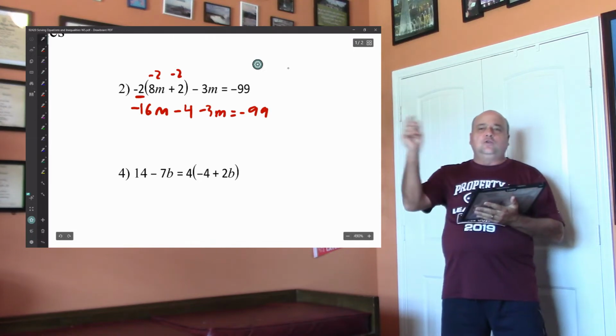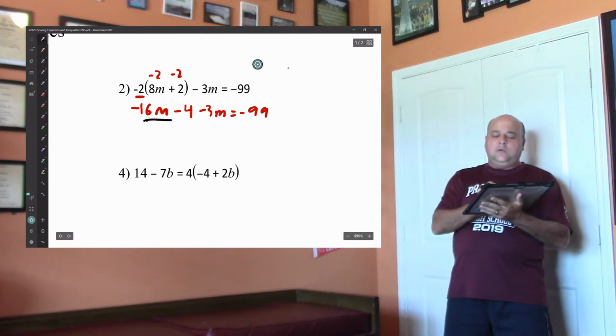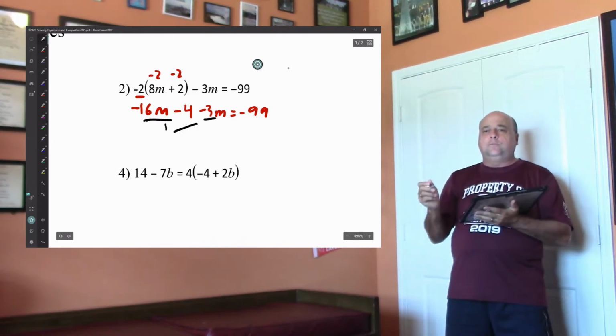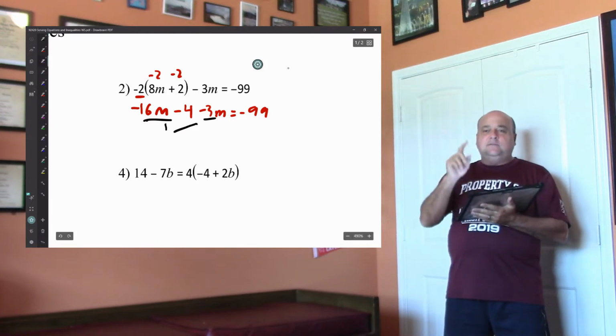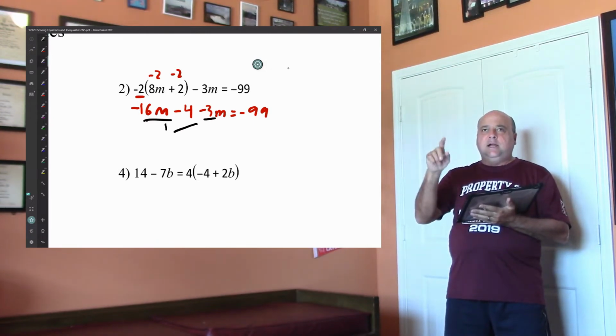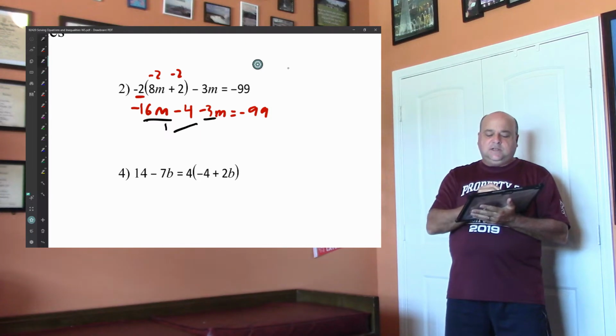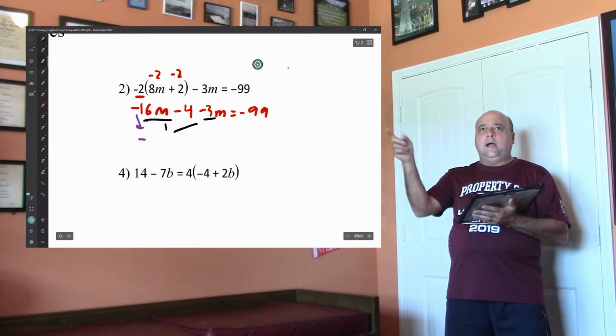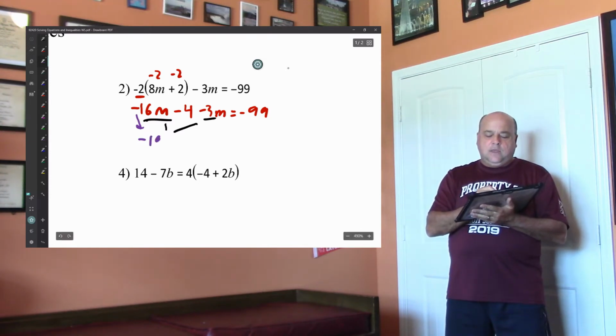The next step is to group your like terms. So we have 2 M's on the left, don't we? So we got to group those up. So -16 minus 3. -16 minus 3. The 16 is larger, so we're going to drop that negative. And they're both negative, so we'll add them up and get 19. And the letter's M. The -19M drops, equals -99.